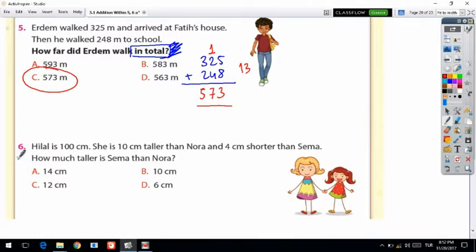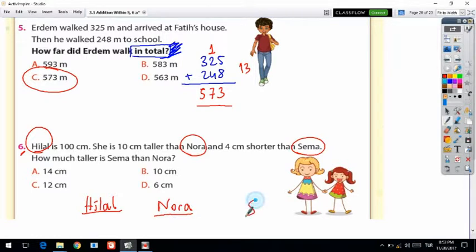Question 6. I am talking about question 6. Hilal is 100 centimeters. She is 10 centimeters taller than Nora. We have Hilal. First, focus on the names. There is Nora and there is Sema. So what should I write? First, let's write Hilal, second Nora, then the last one is Sema.